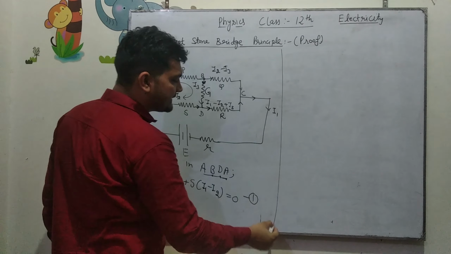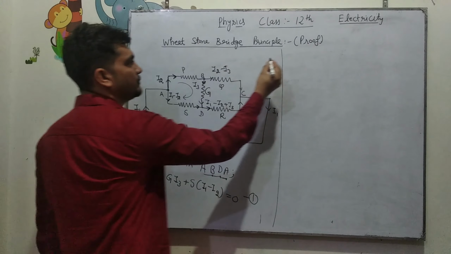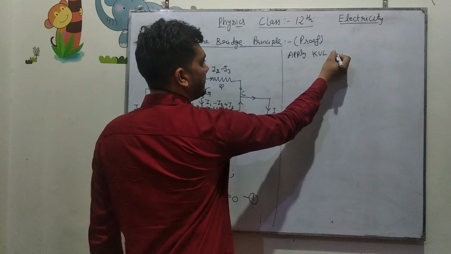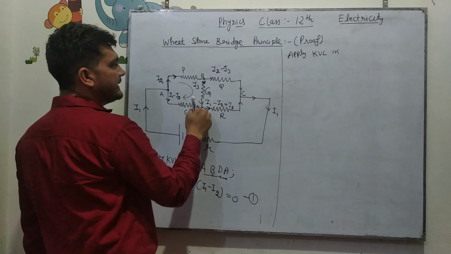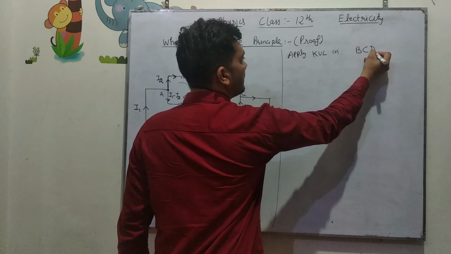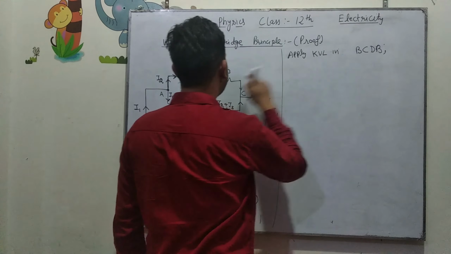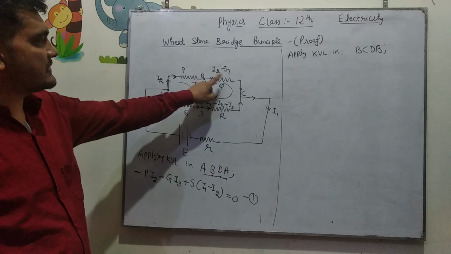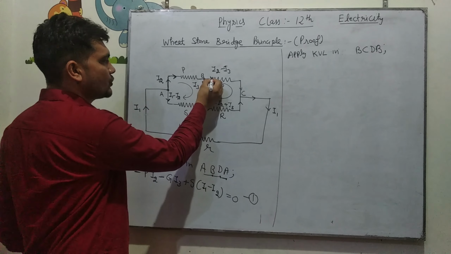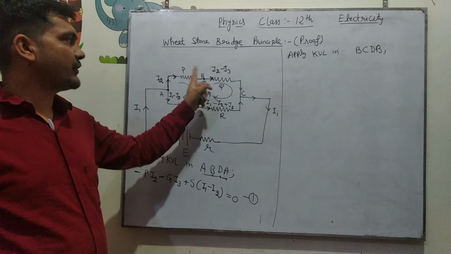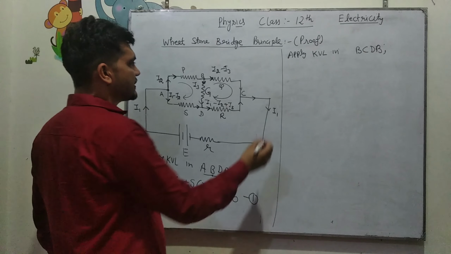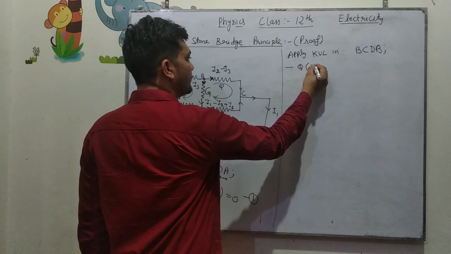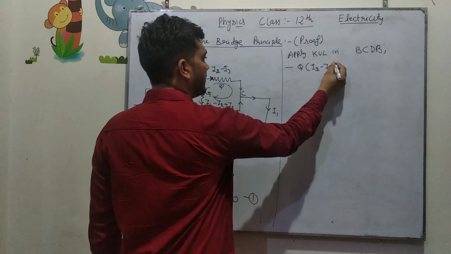Now you apply Kirchhoff's voltage law in another loop. Apply KVL in B, C, D, B. So this is the direction of loop now. From B to C, you are moving in the direction of current. Therefore, there is a drop of potential. And drop of potential will be equal to resistance multiplied by current, minus Q into I2 minus I3.